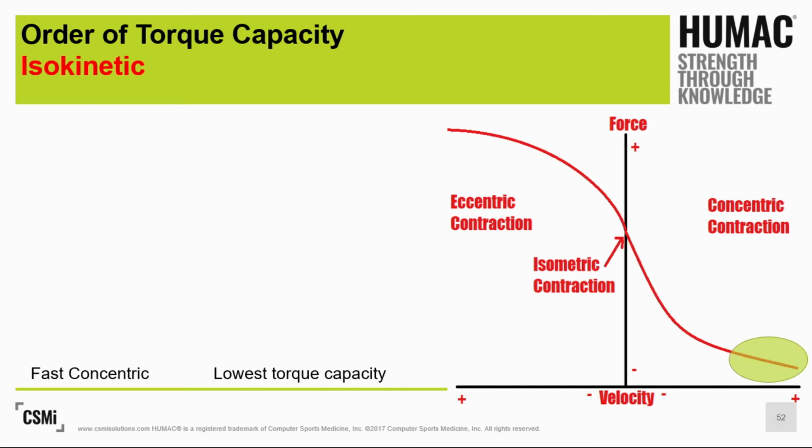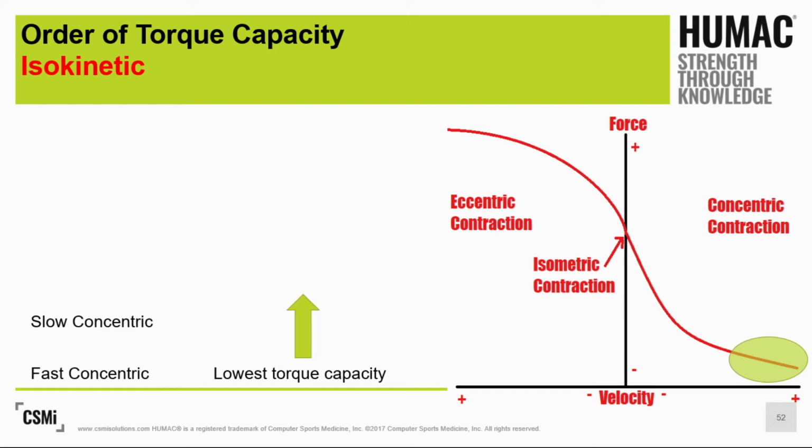So let's start with the contraction and speed with the lowest ability to produce torque. As it turns out, a faster concentric contraction produces the least amount of torque. The main reason for this is that you're using much of your strength just catching up to the speed of the dynamometer, and then what's left over gets pushed into the adapter arm and recorded as strength.